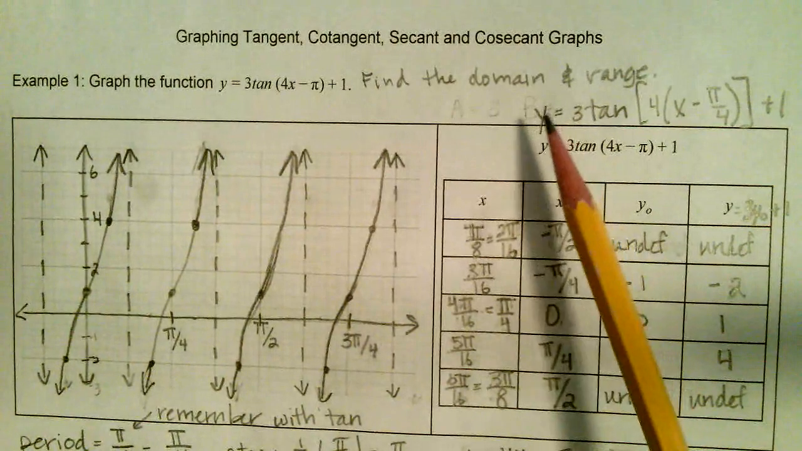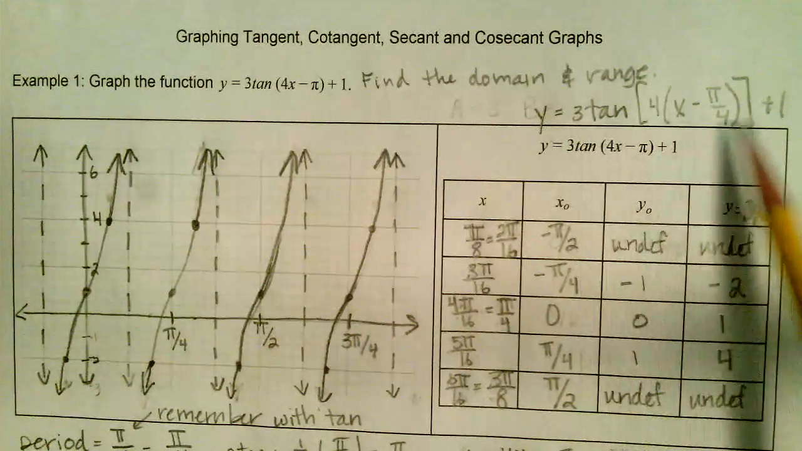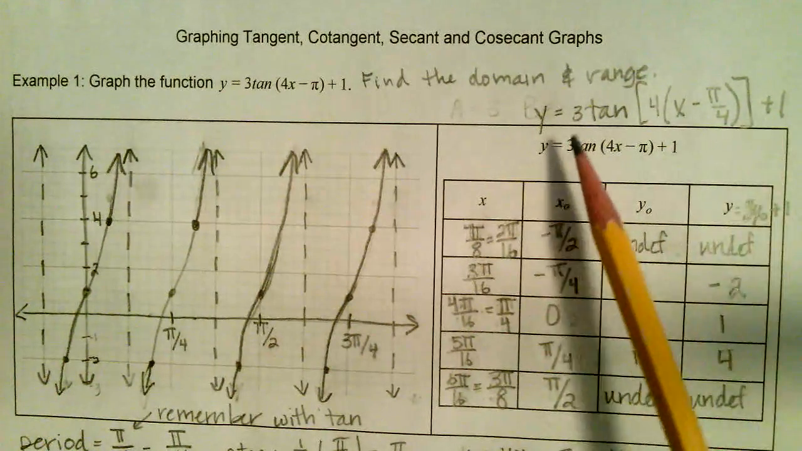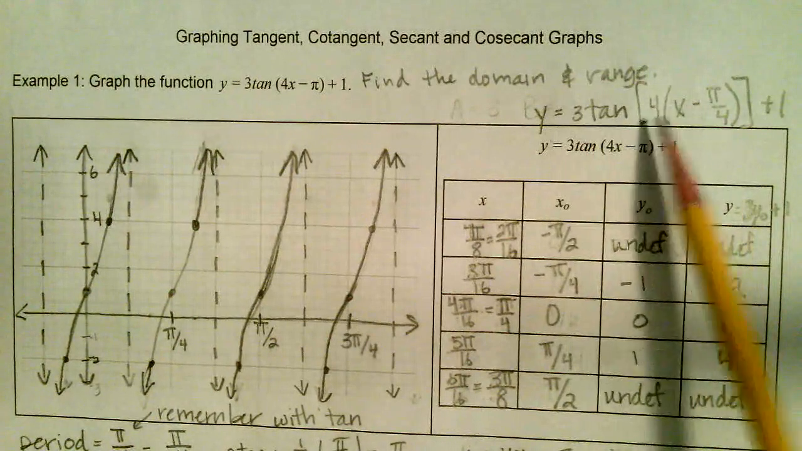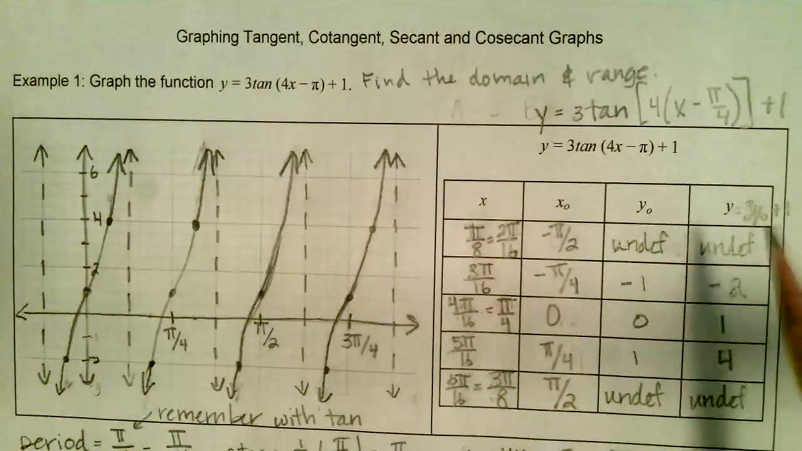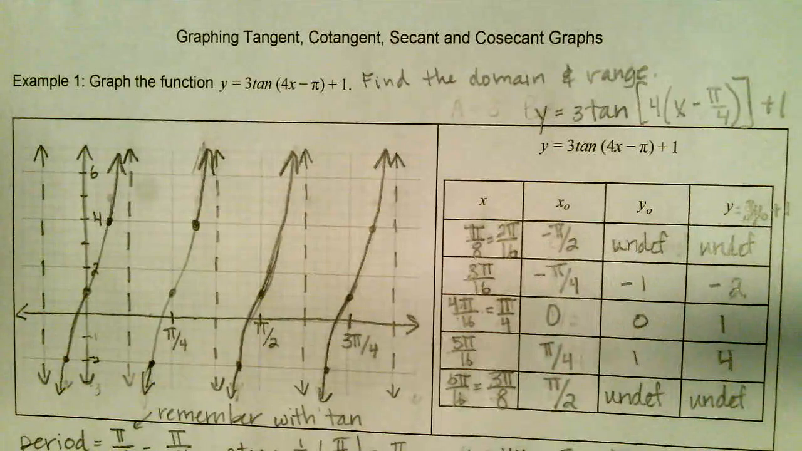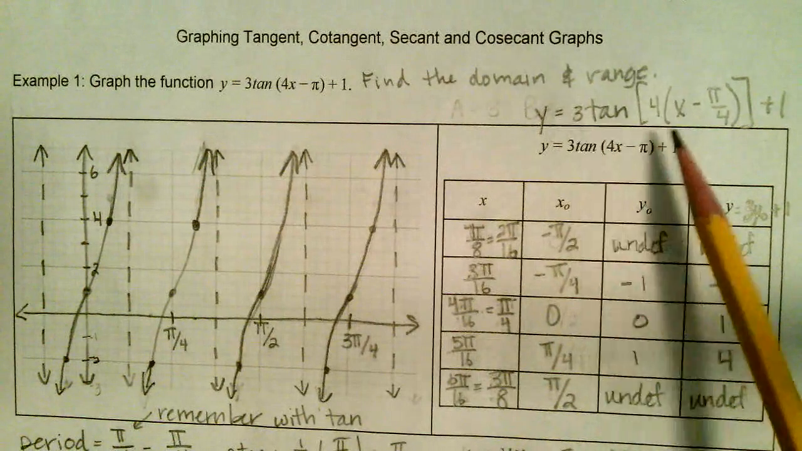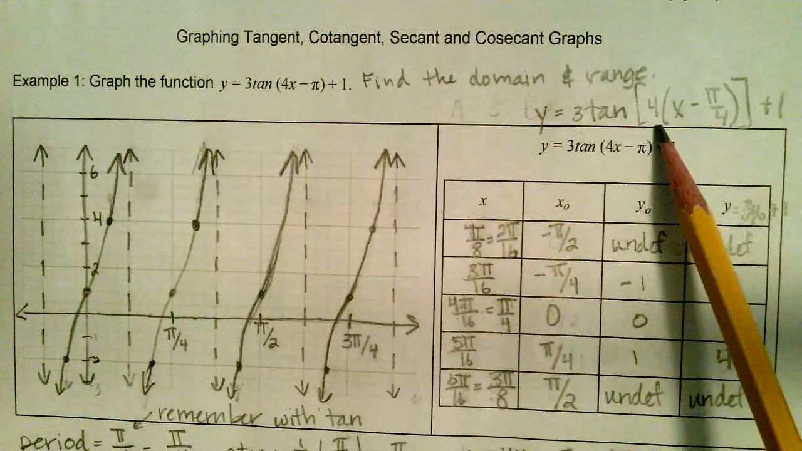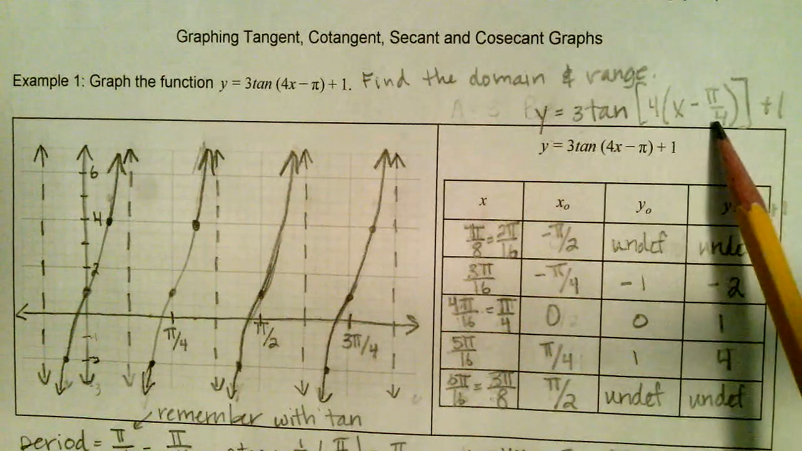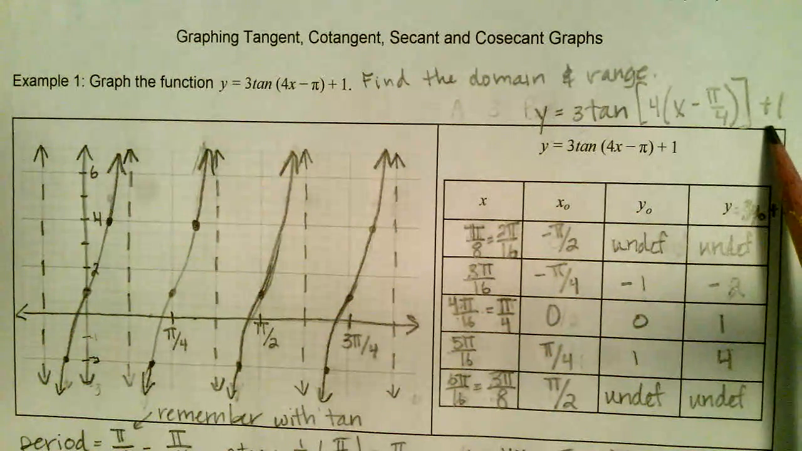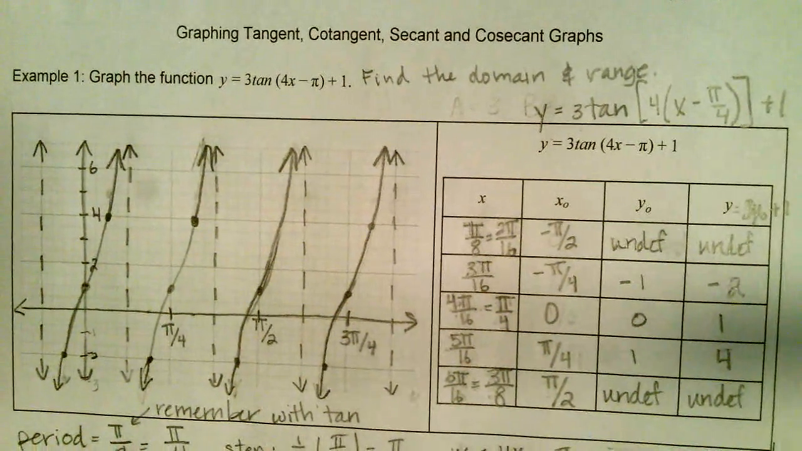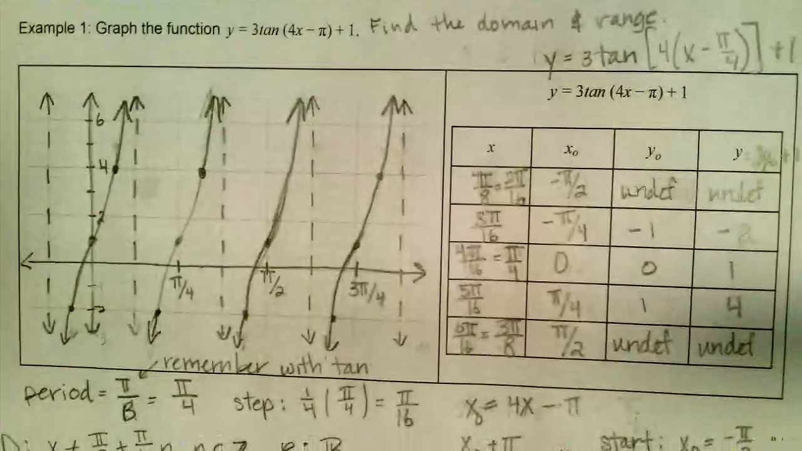So the first thing that I always do is rewrite my equation so that I can see what my A, B, C, and D are. Okay, so right away I can see a lot is going on here. I'm going to have a vertical stretch, a horizontal shrink, a phase shift of pi over 4, and a vertical shift up 1.